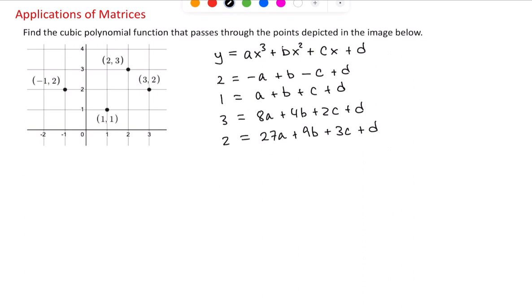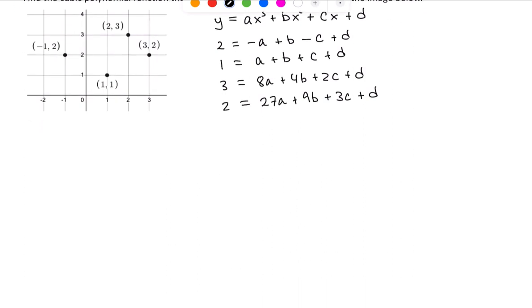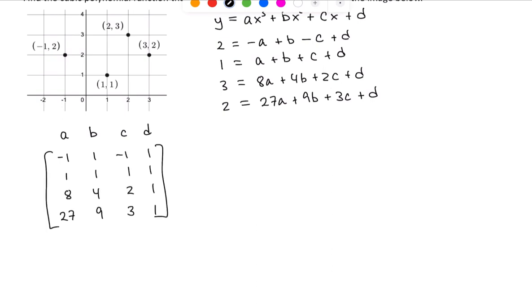Now I'm going to write the system in matrix form to see what it looks like. Now the variables in our system are a, b, c, and d. And let's write down the coefficients from these 4 equations. The first equation, coefficient of a is -1, coefficient of b is 1, coefficient of c is -1, coefficient of d is 1, etc. Continue. And this is our coefficient matrix. And then we would multiply it by the vector of variables a, b, c, and d, and set this equal to the constant vector, which is 2, 1, 3, 2.